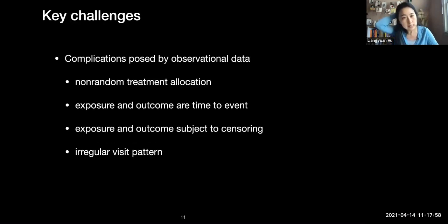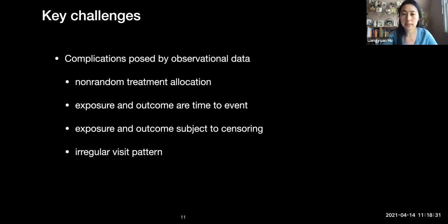Okay, so the key challenges for us to use the observational data to draw causal inference about treatment timing is that there are a lot of complications. The immediate complication is, of course, the treatment was not randomly allocated. And then both exposure and outcome are time to events. So exposure is time to treatment. Outcome is time to death. And both are time to events, and both are subject to censoring.